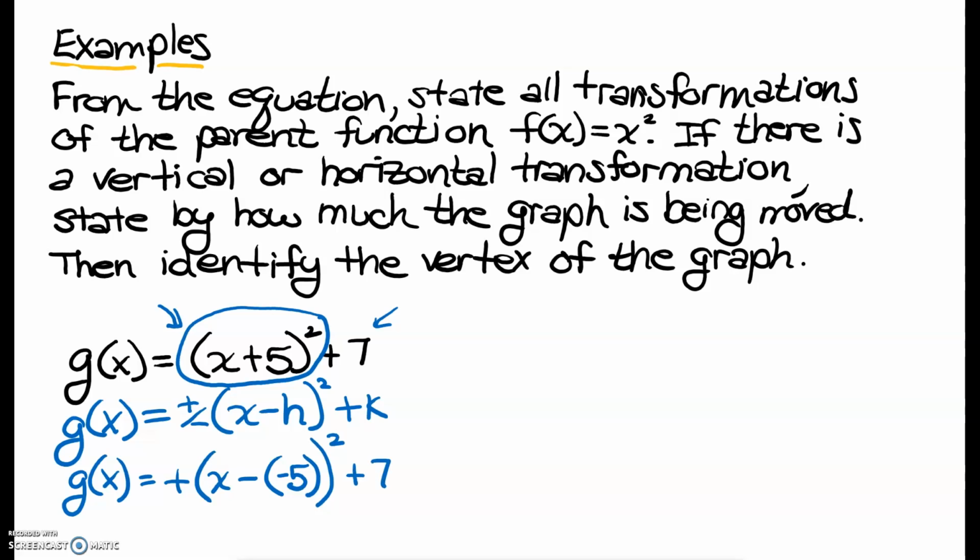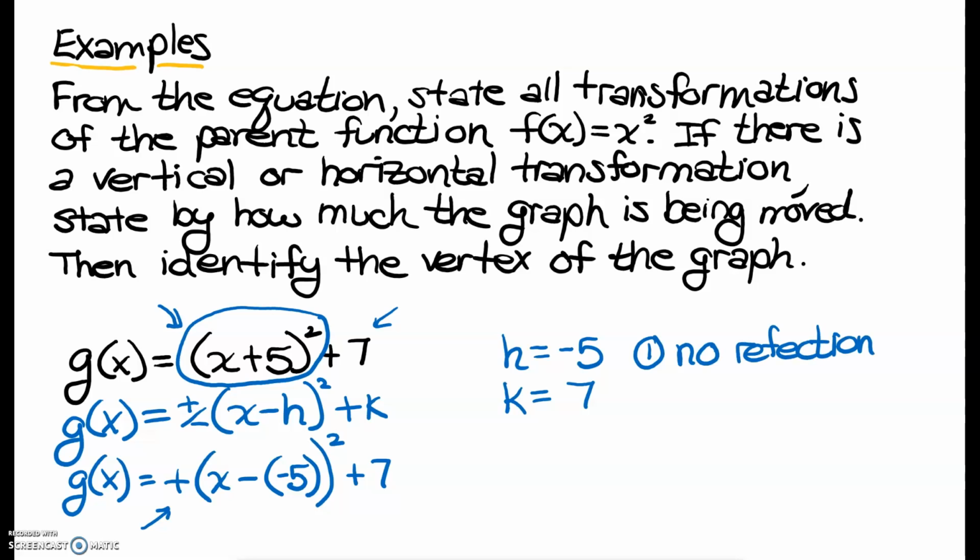Okay, so now let's go ahead and find our values for h and k. h is going to be negative 5. k is going to be 7. All right, so I have a positive here. That tells me this is the first thing I'm going to do: no reflection across the x-axis, or ultimately I can say it opens up. My parabola is going to open up.